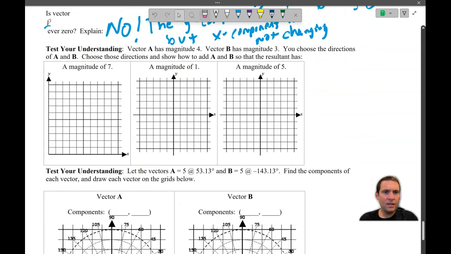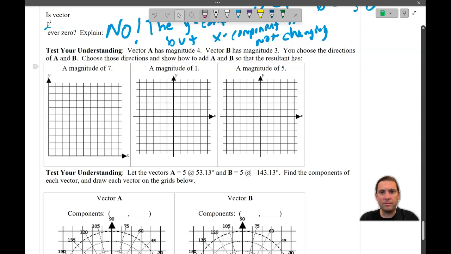All right. Vector A is magnitude of 4, B is magnitude 3. Choose the directions of A and B to show how A and B add. So vector A has a magnitude of 4. Vector B has a magnitude of 3. The total magnitude is 7.